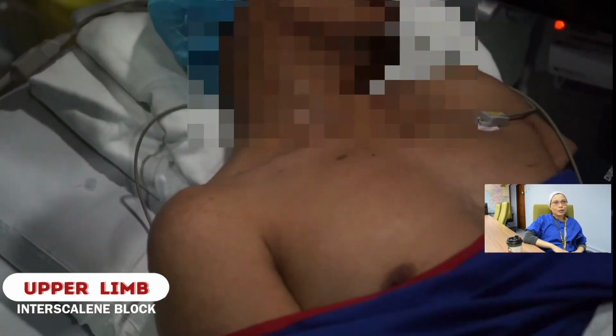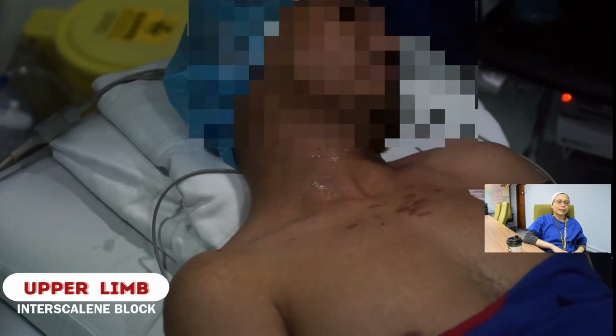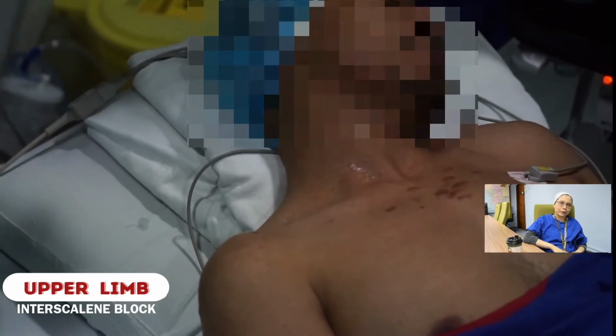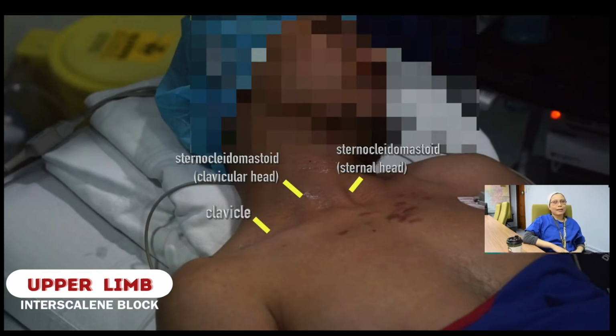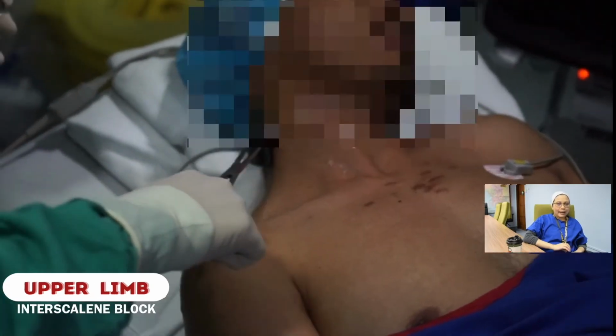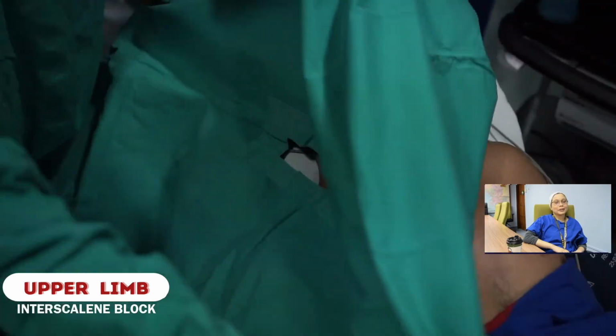First of all, the patient should be in a supine position with the head slightly elevated and turned away from the operator. The most important landmarks here are the clavicle and the sternocleidomastoid muscle. The patient's neck and upper chest need to be exposed, cleaned and draped prior to the block.